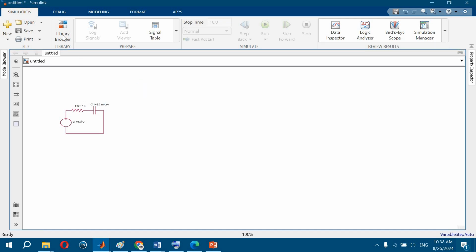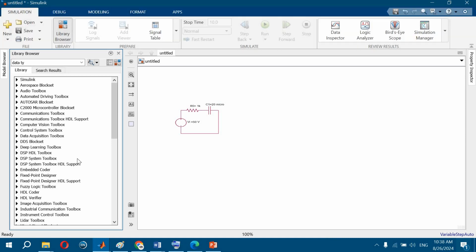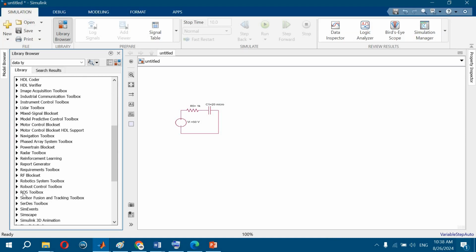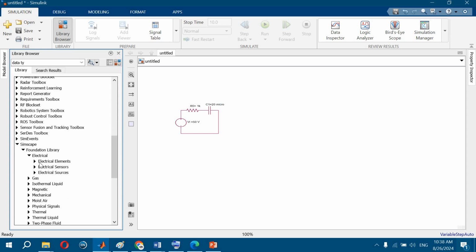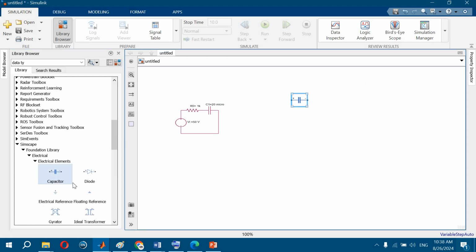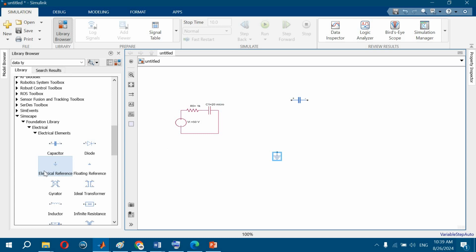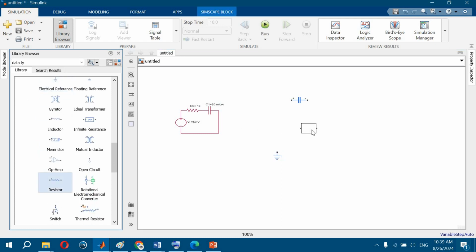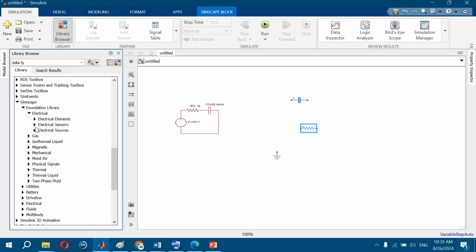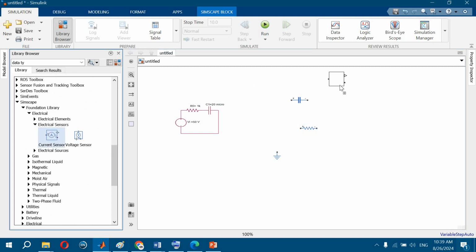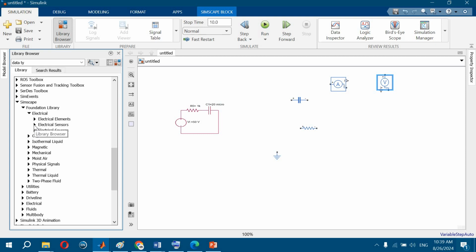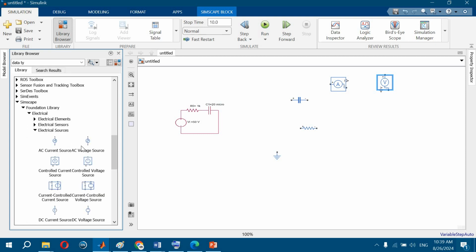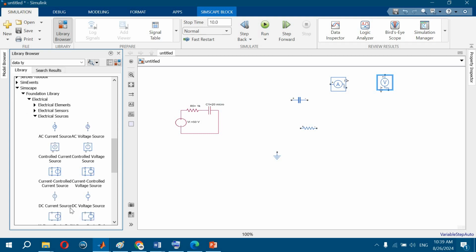We need to go to the library, and as we know, Simscape contains the Foundation Library with physical components, and electrical elements. We need a capacitor, drag it, we need a reference for sure, and also we need a resistor. Let's go to the sensors and bring a voltage sensor and a current sensor in order to measure current and voltage of the circuit. As the source, we need a DC voltage source.